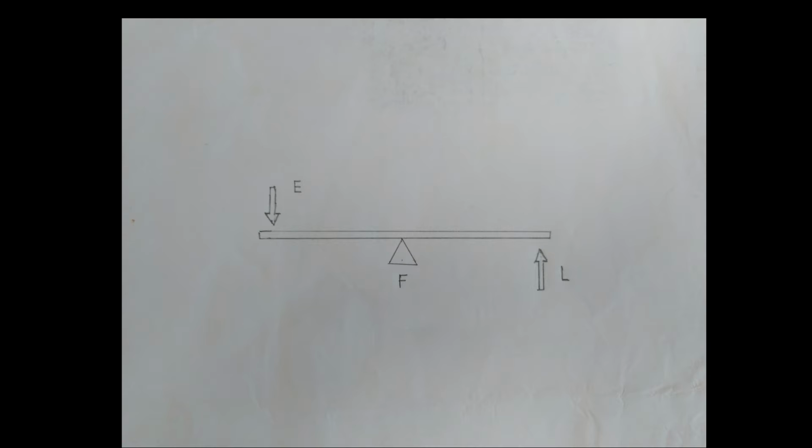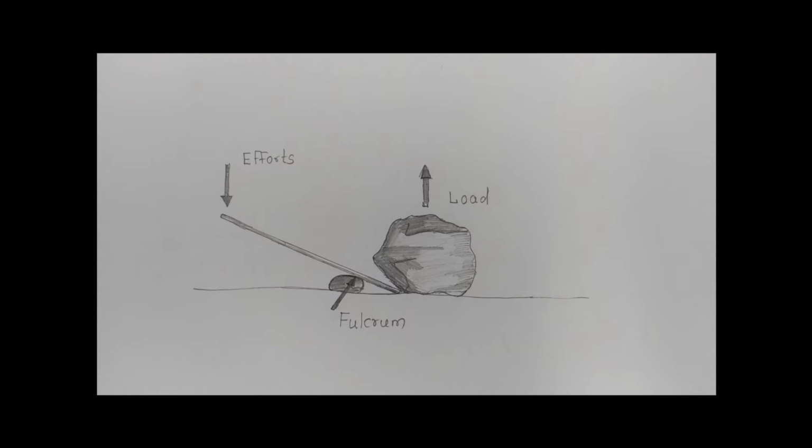Levers are classified into three types on the basis of the relative position of load, effort, and fulcrum. To understand load, effort, and fulcrum, let us view a simple example of moving a boulder with a crowbar. In this example, the force applied on the crowbar is called the effort, the weight moved by the crowbar is called the load, and the point at which the crowbar is pivoted is called the fulcrum.